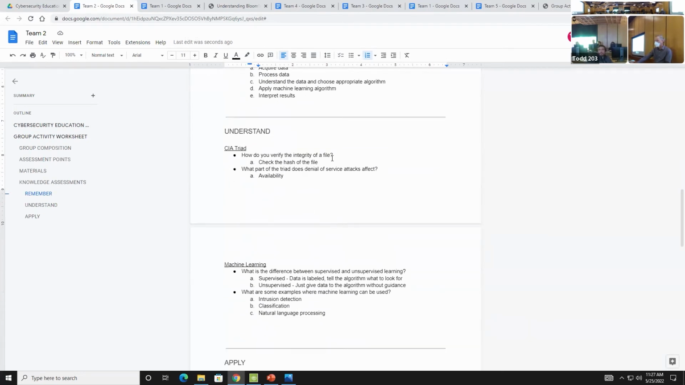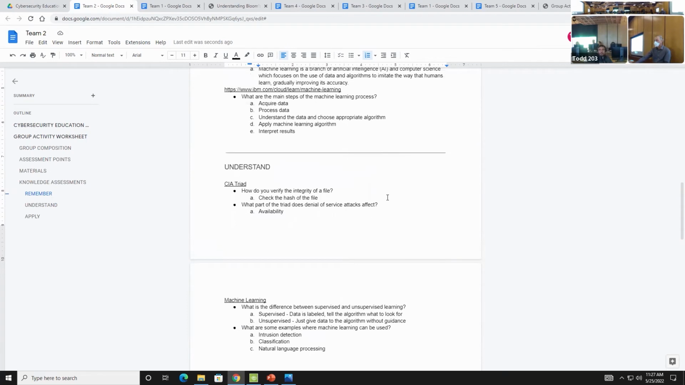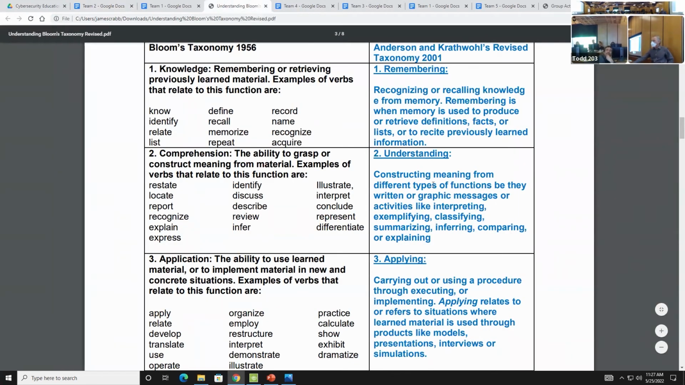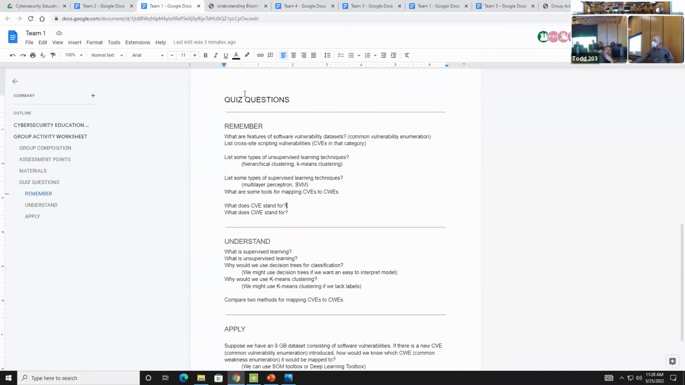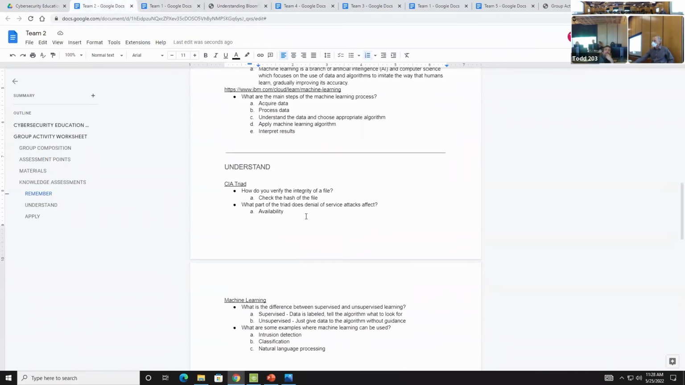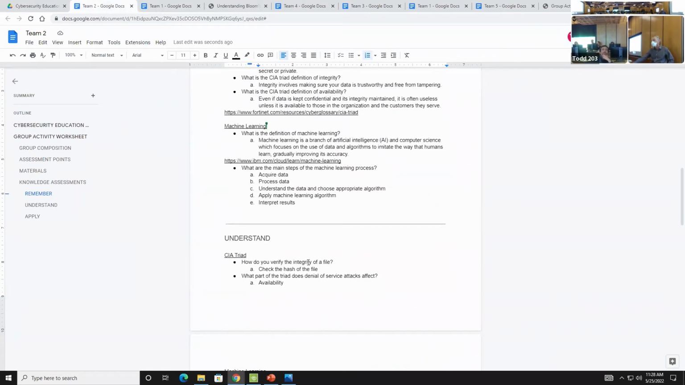Understand. How do you verify the integrity of a file? Does that sound like apply? Check the hash of the file. Now, is a how question an understand question? I guess explaining, explain how, describe. Okay, I think that's right then. Yeah, explaining how to do it, and then applying would be actually asking them to do that in a specific situation. Right.